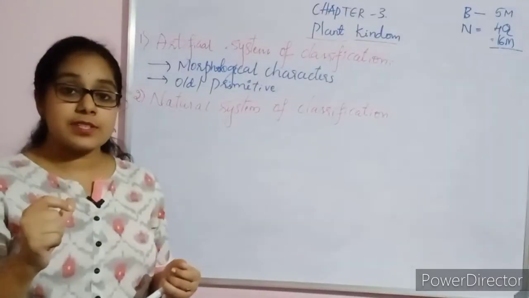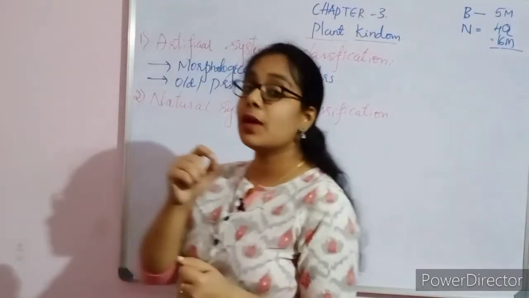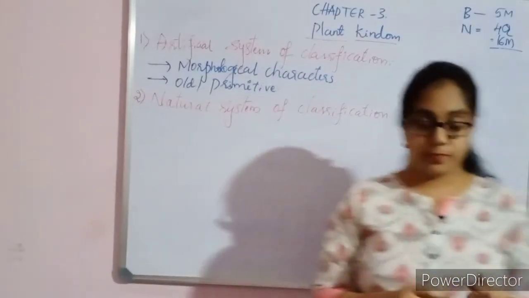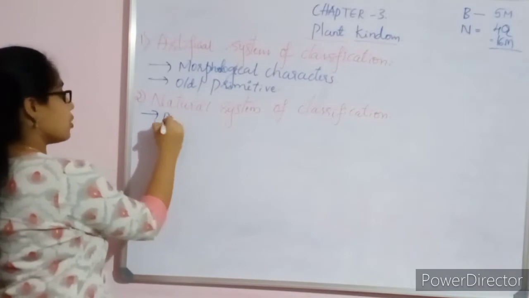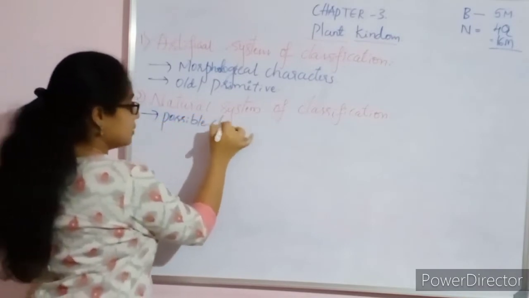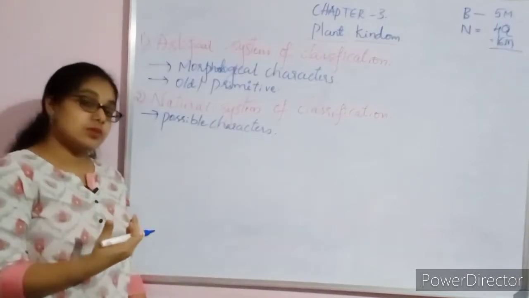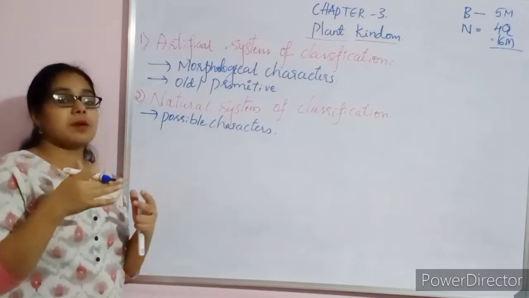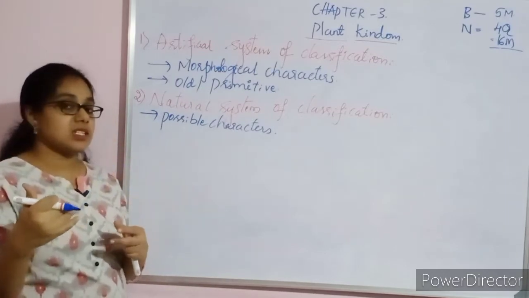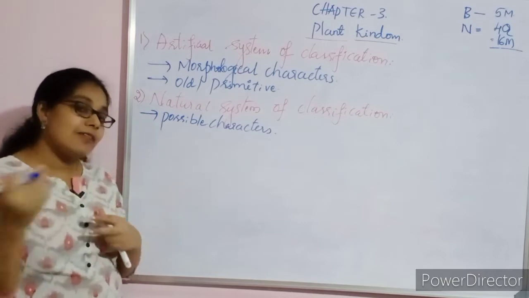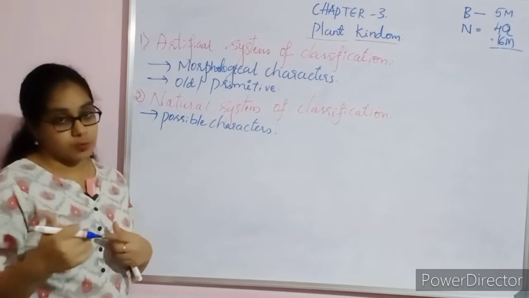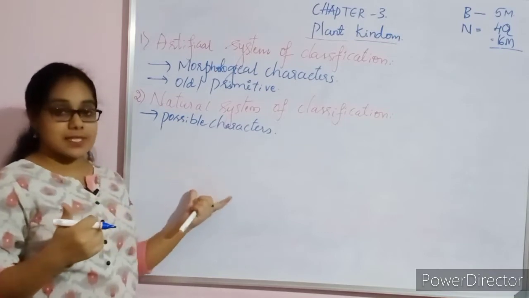So what do you mean by natural system of classification? Here the process of classification was done purely based on the possible characters. So possible characters means to say what? Okay, these characters may be present, or these many characters may be present in a plant. So based on that possibility, they have classified plants into different groups. So that is called natural system of classification.